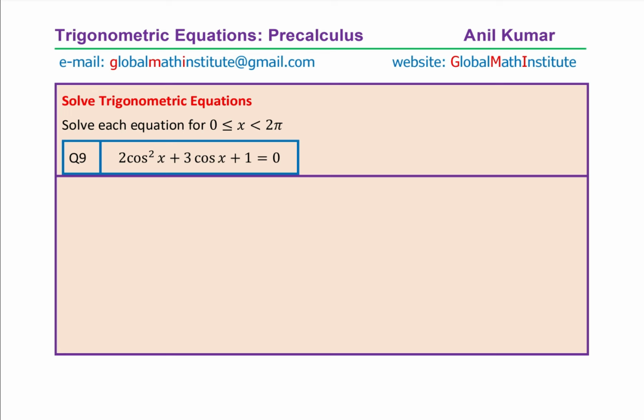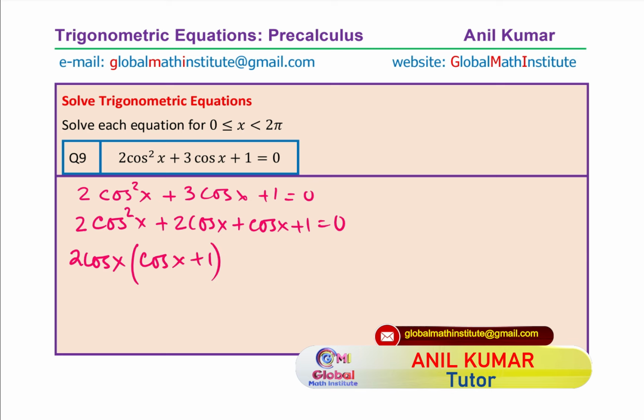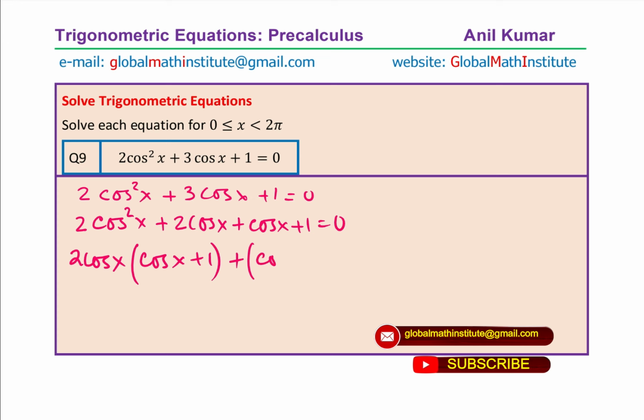Here is another question very similar to what we just did. I'd like you to pause the video and answer this question, right? So it is 2 cos square x plus 3 cos x plus 1 equals 0. Product 2 and sum is 3. So we can write 2 and 1, right? So 2 cos square x plus 2 cos x plus cos x plus 1 equals 0. 2 cos x being common, so we get cos x plus 1. Here 1 is common. So we get cos x plus 1.